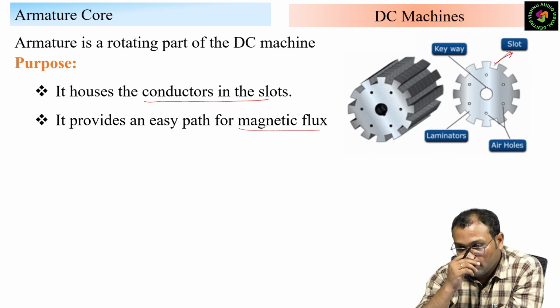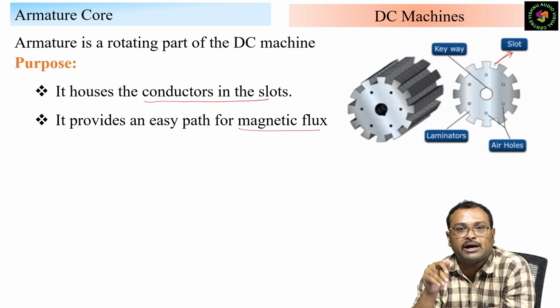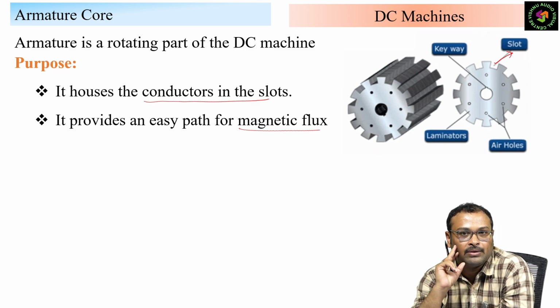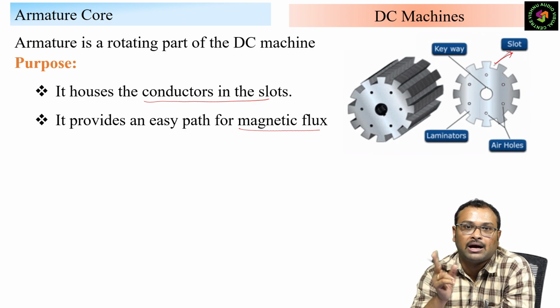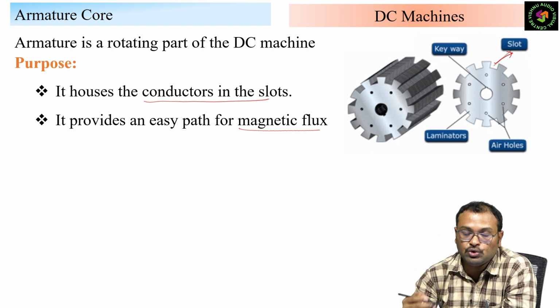And the second thing, as I said, by Faraday's law, if a conductor cuts the flux, it will generate EMF. So here also the same thing happens. Some eddy current EMF will be induced in this core. That EMF will induce current, which causes losses. These are known as eddy current losses. We have to avoid these losses also. So we will use laminations.